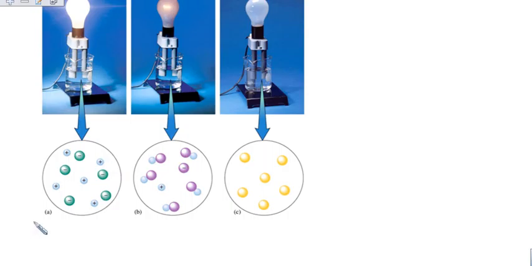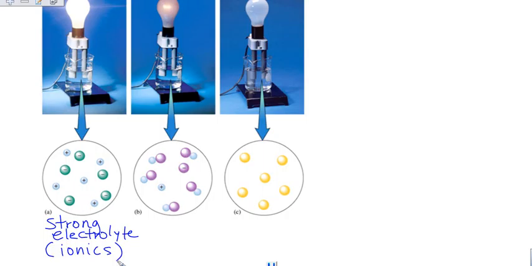This would be my strong electrolyte. My strong electrolyte having virtually all particles dissociated to form ions. No neutral particles. The best example, these would be your ionics. Your ionic compounds that completely dissociate to form ions.